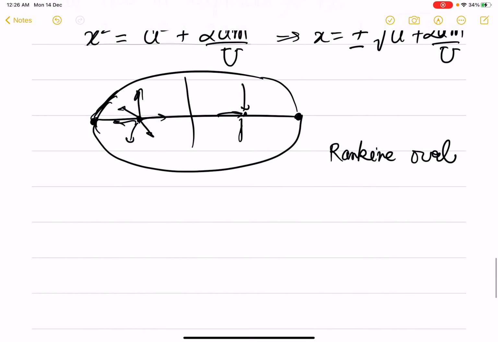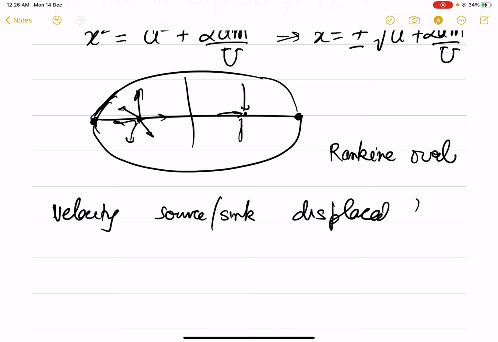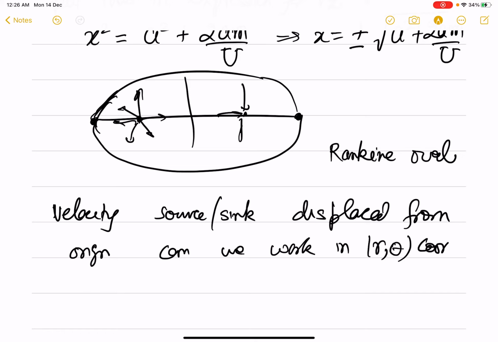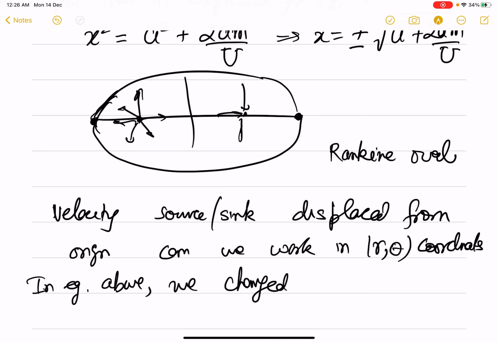Now, one more question I pose before I end this small discourse is that to find velocities when we have these sources and sinks which are displaced from origin, can we work in r theta coordinates also? See, what I had done was, in the example above, we changed to xy coordinates.